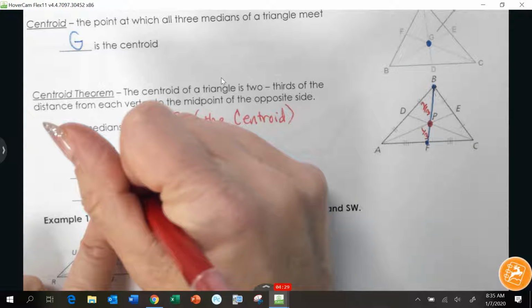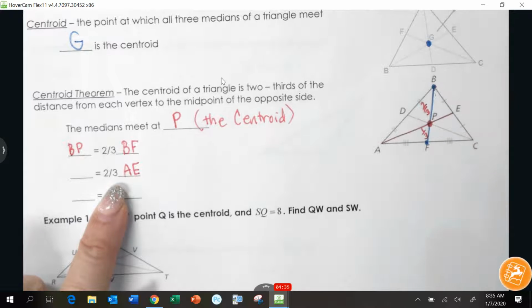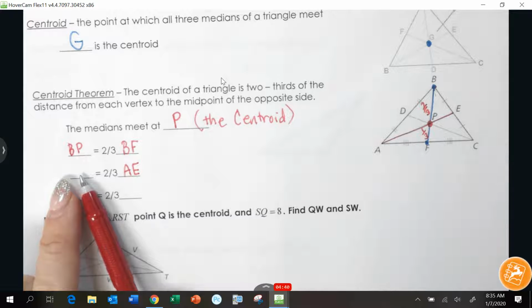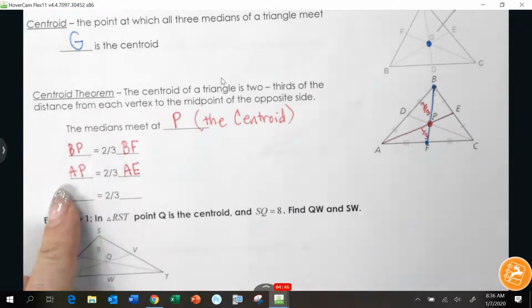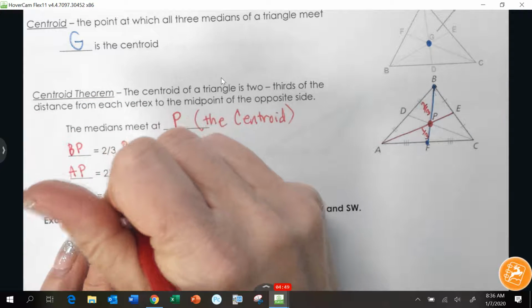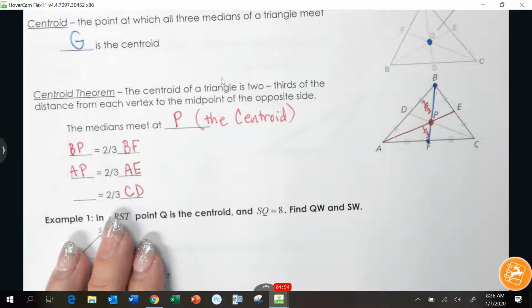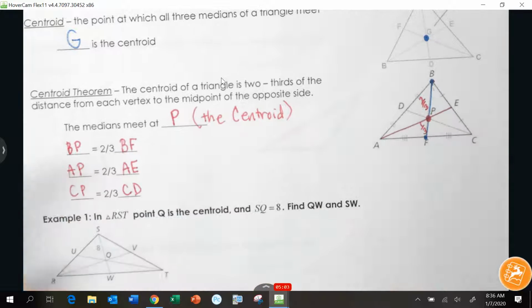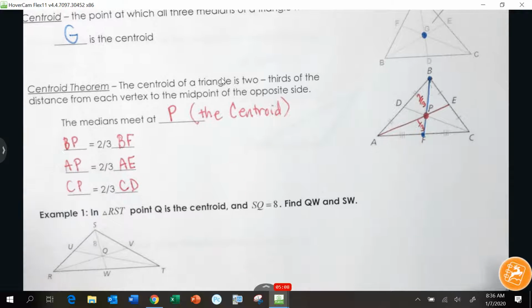if I'm looking at AE, I'm looking at segment AE, that median. Which segment is the 2/3? Cameron? Perfect. AP. And then if I'm looking at CD, Ryan, which segment is the 2/3 if I'm looking at CD? CP. You see how the first letter was always the vertex, and then the second letter was the centroid.